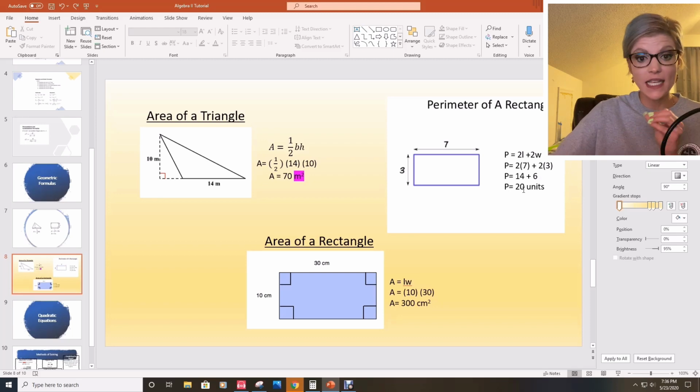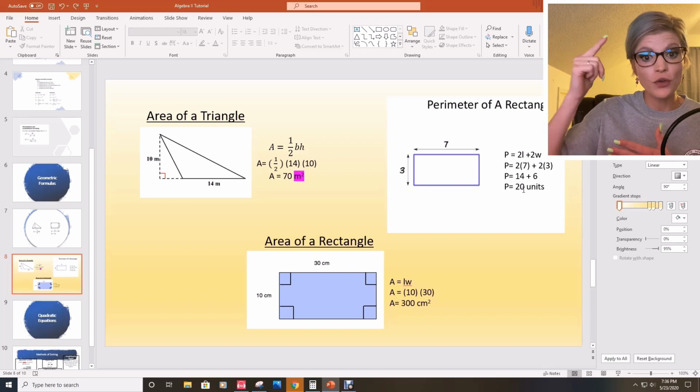Now, because they didn't give us a unit of measurement, you still need to list something in your answer. So your perimeter would equal 20 units. So if they offer you nothing, you would say units. So if you were doing area of this rectangle and you knew that you had to have that squared, your answer could be 20 units squared.